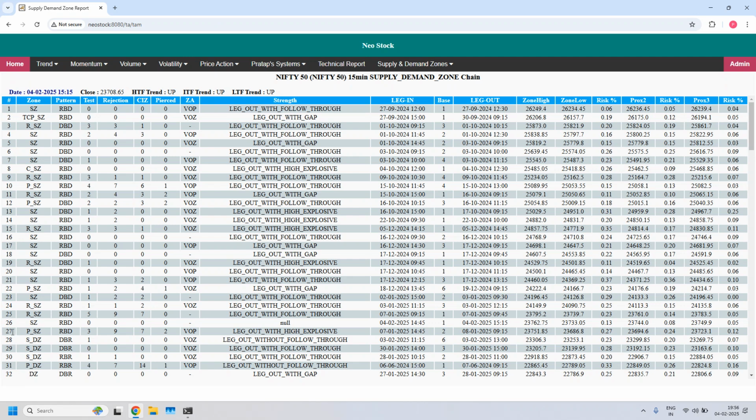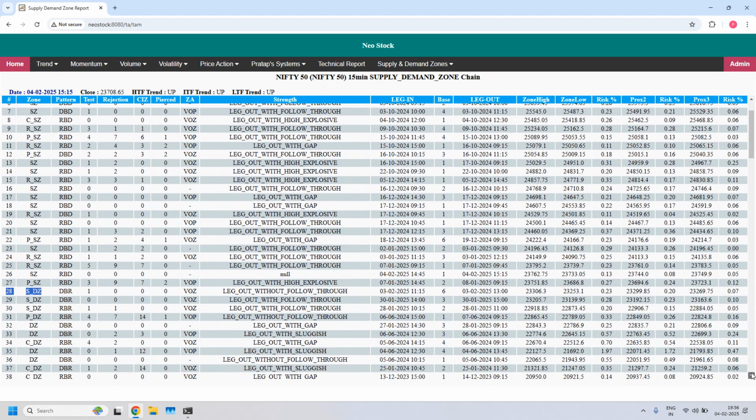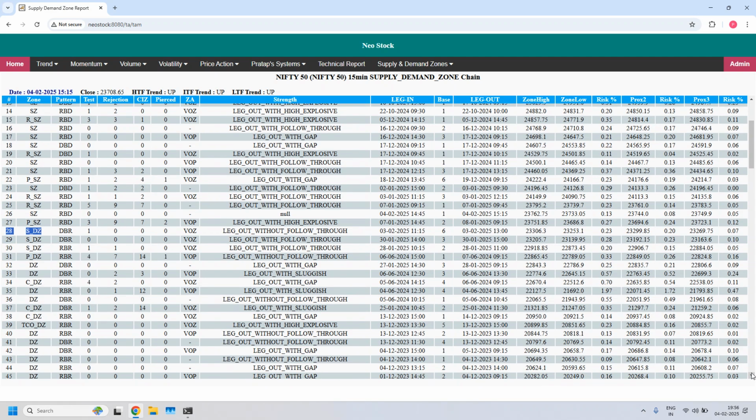The nearest demand zone is serial number 28. Let me put it in the center so that for the current price, this is the nearest demand zone and 27th is the nearest supply zone, and below are demand zones and above are supply zones.